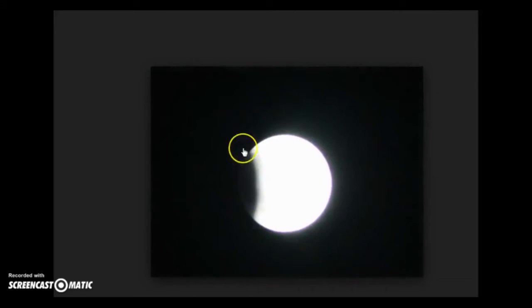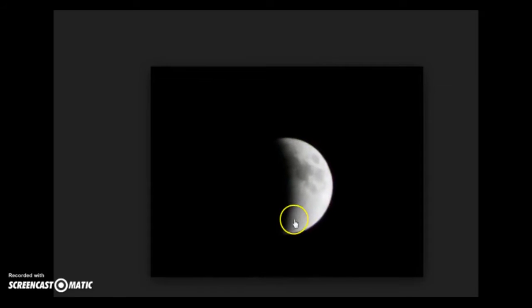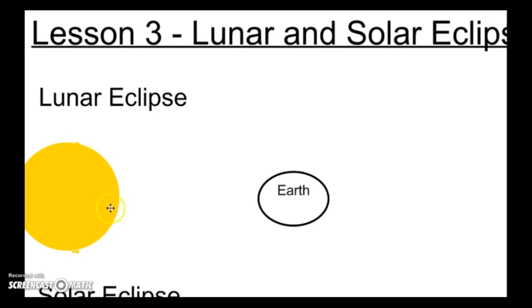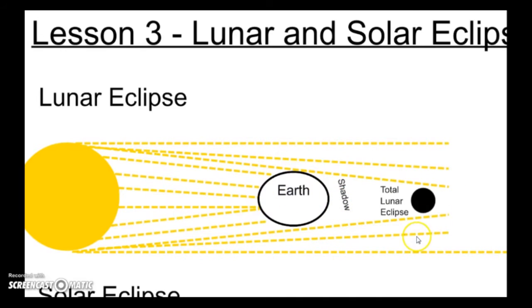Okay, we're about to start over again here, but the shadow of the Earth starts to cover up the moon. And for a time the moon is going to be totally dark in a total lunar eclipse. So here's what happens. The sun is shining, all this light. Now the Earth leaves a shadow. The sun is no longer shining, of course, behind where the Earth is blocking it out. Whenever the moon falls into that shadow, we have what's called a total lunar eclipse.